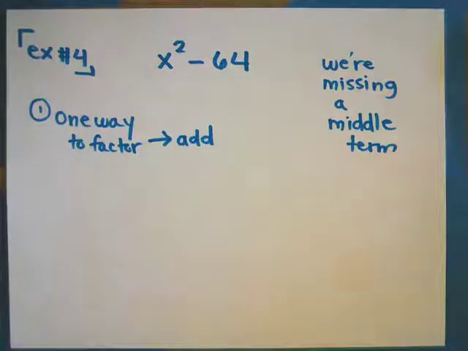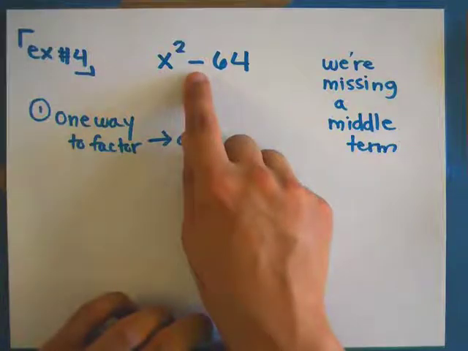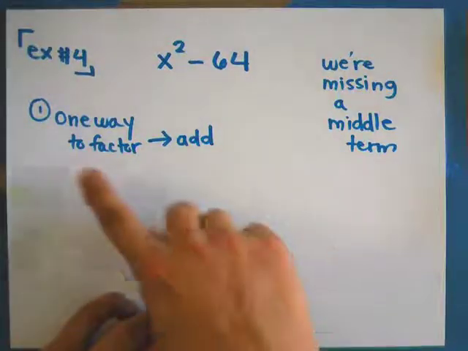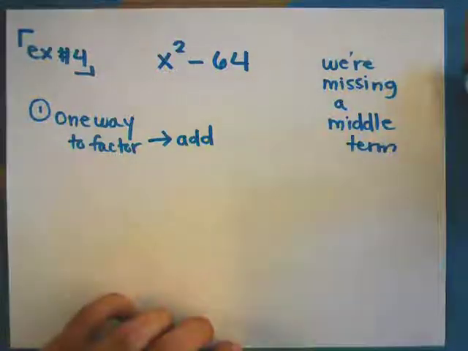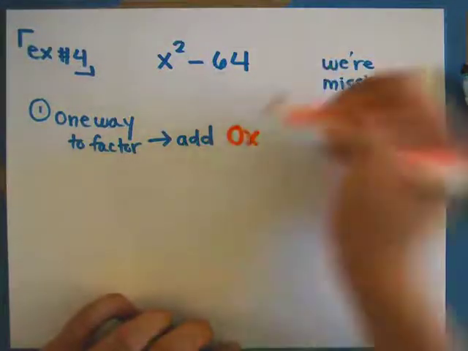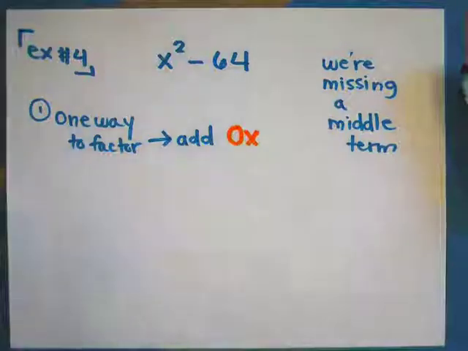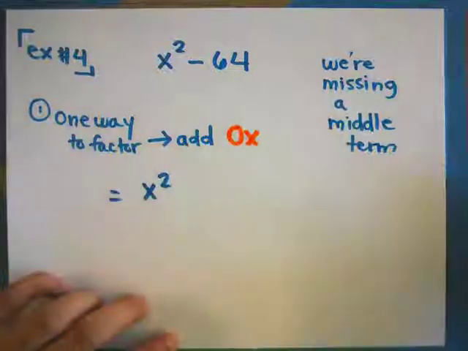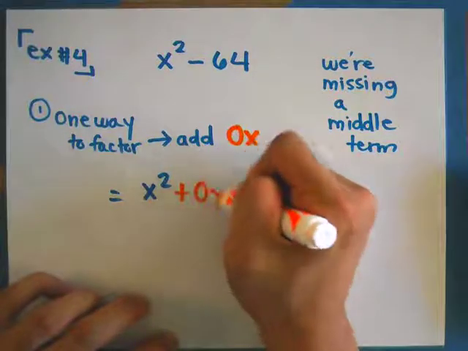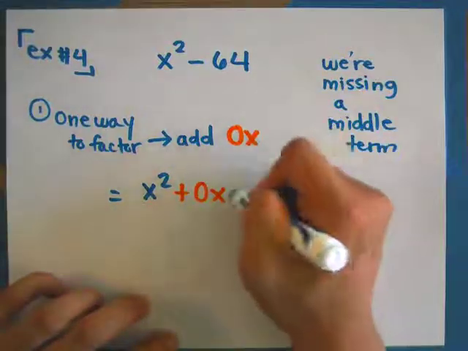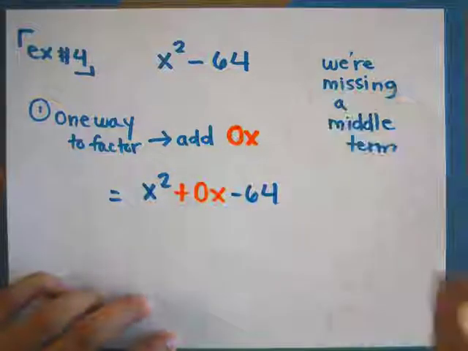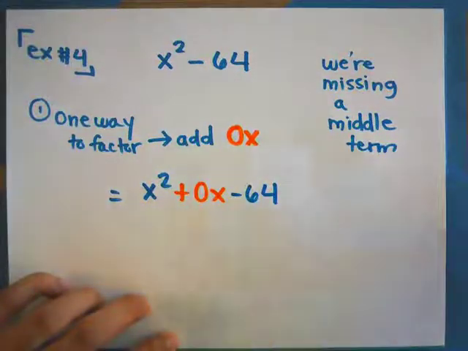But in this case, we're missing that middle term, and I'll show you 2 ways to do this. One way is to add possibly a 0x in the middle. So this is one way you could tackle this problem. Let's try that: x squared plus 0x minus 64. The reason we're putting a 0 in front is because we don't see any x's over here.